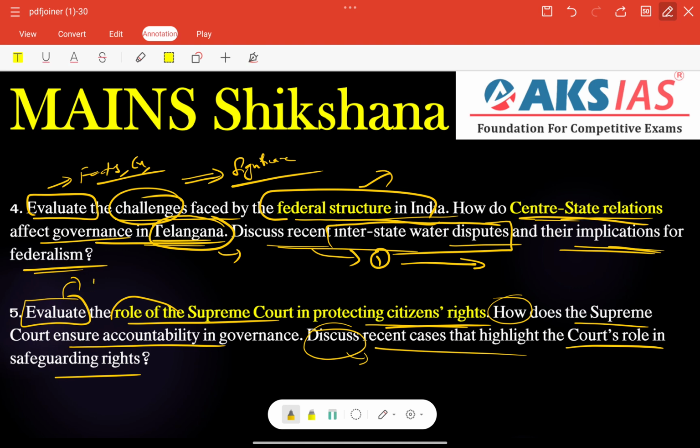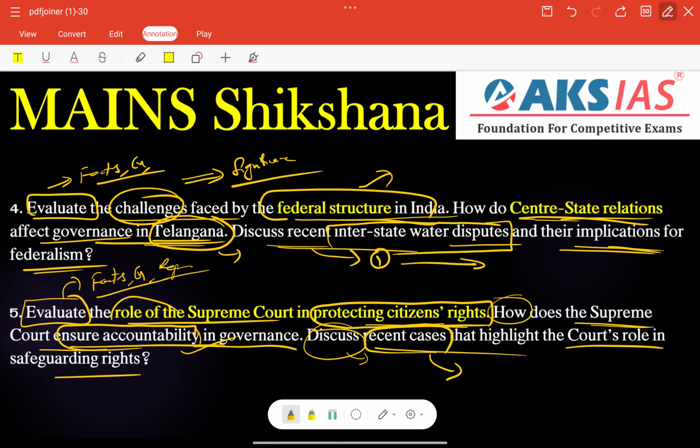That is very important. Here also we need to focus on providing examples and facts or reports, etc. Right? How does the Supreme Court ensure accountability in governance? Here we need to focus on providing ensuring accountability in governance, right? This is related to protecting citizens' rights and this is related to governance. Next, discuss recent cases. Here the important keyword is recent cases that highlight the court's role in safeguarding rights. Here we need to mention recent cases, very important, right? So these are the 5 important, most expected questions from polity, right?